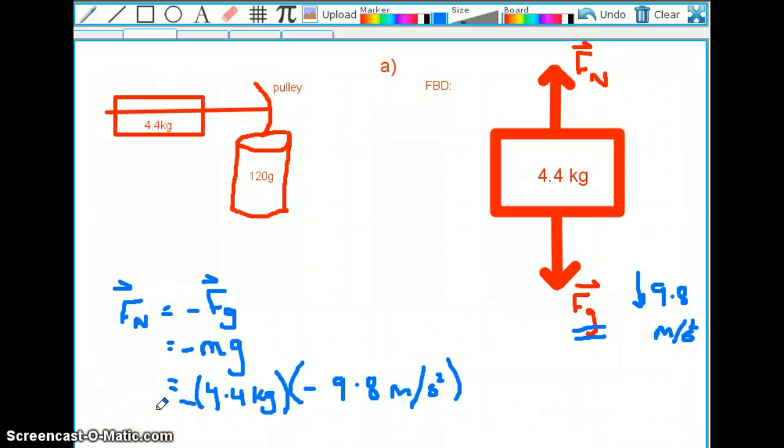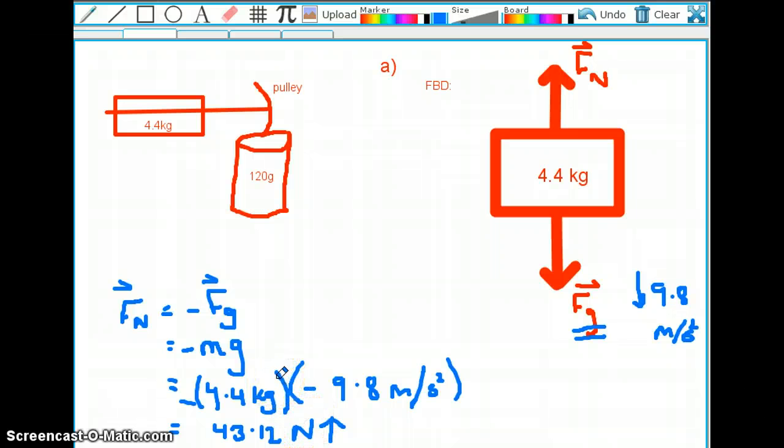So once you put this into a calculator, you see that the negative here and the negative here cancel out, so you should get a positive answer. And what I get is 43.12 newtons. And since it's a positive answer, the direction is obviously going up. So this is your normal force, right? You have your normal force now.